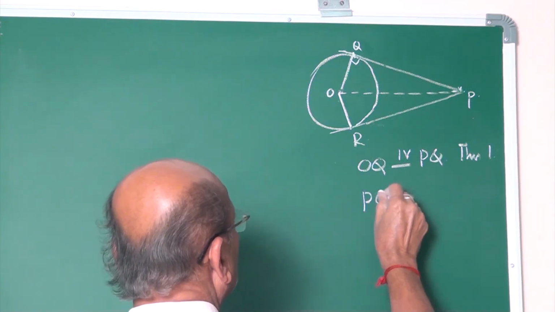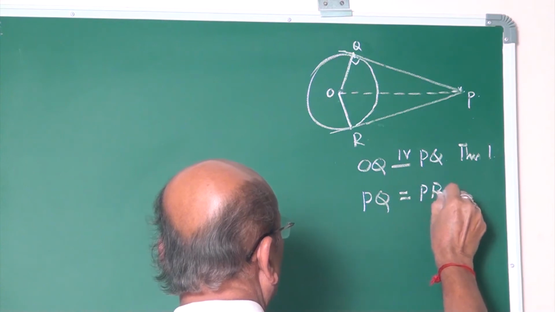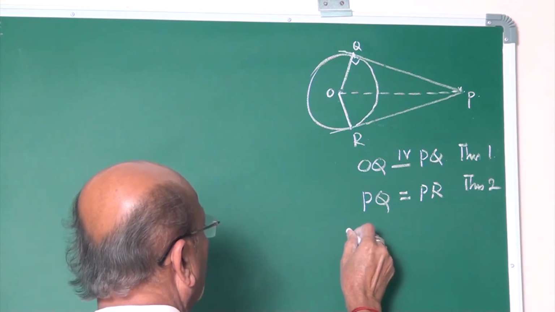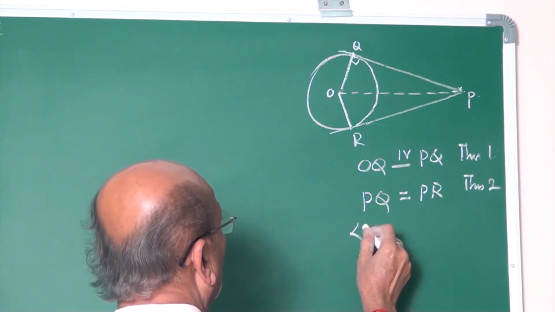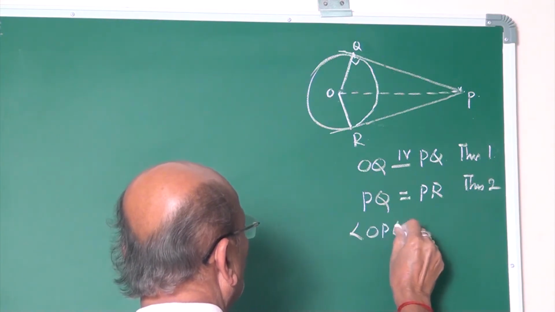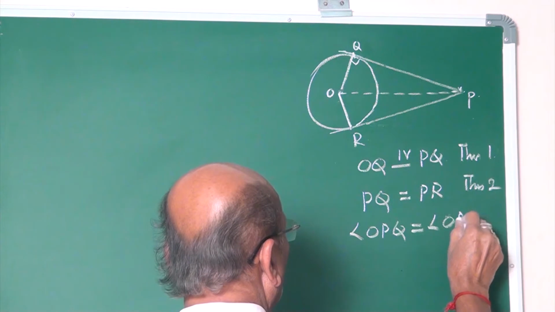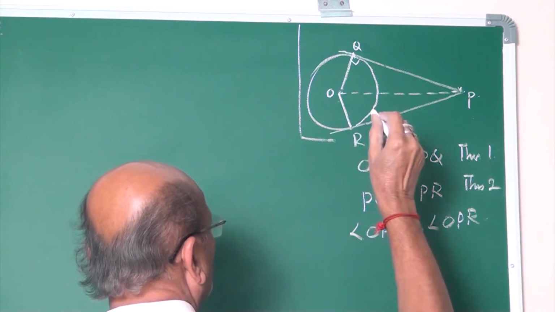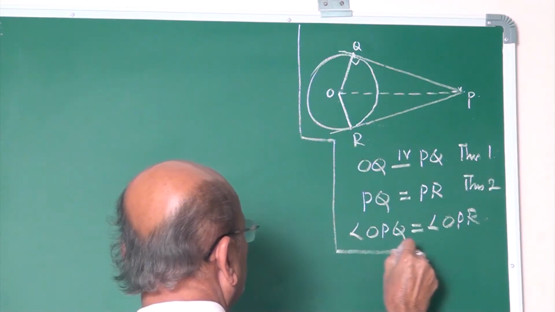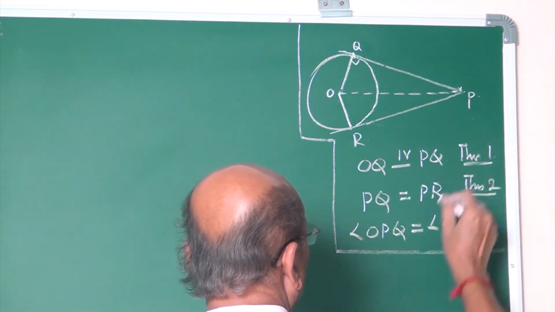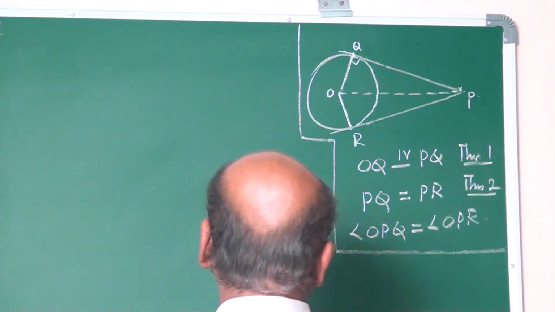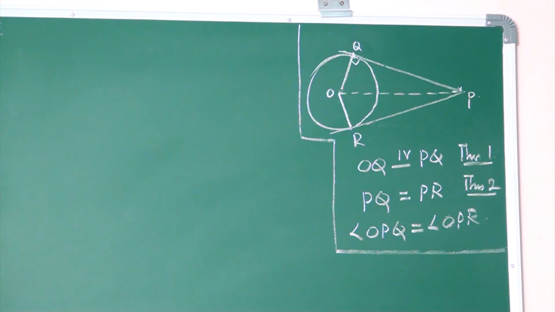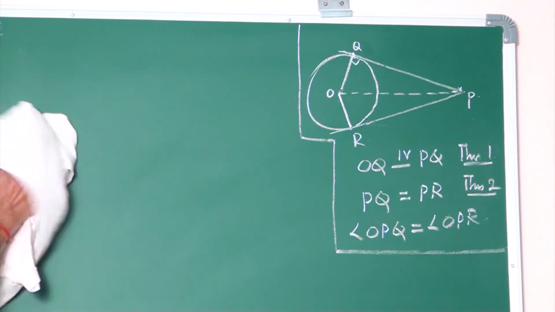Next, PQ equals PR. This is theorem number 2. And what is another? OP bisects, or you can say angle OPQ equals angle OPR, bisection. My friends, this is theorem number 1 and theorem number 2. Remember, it is there always, till I complete the examples.